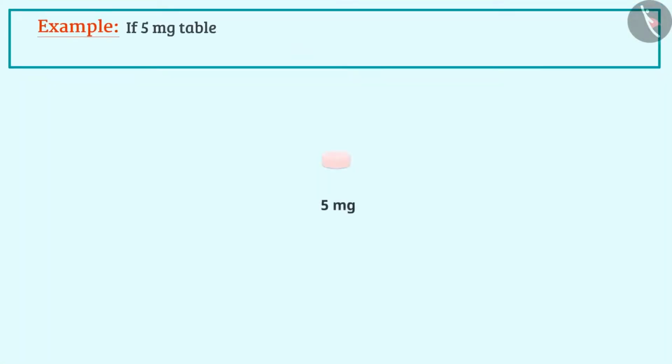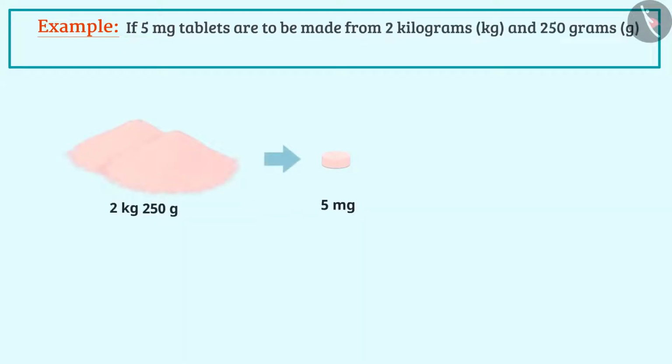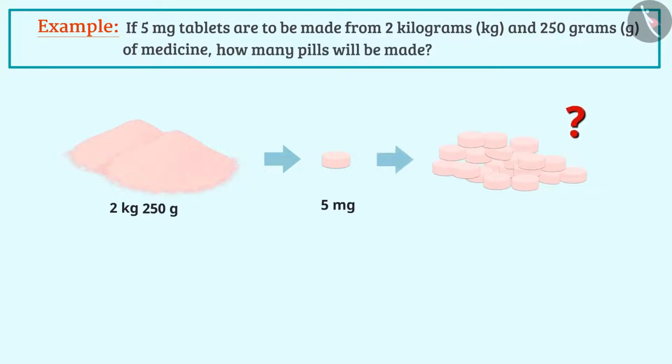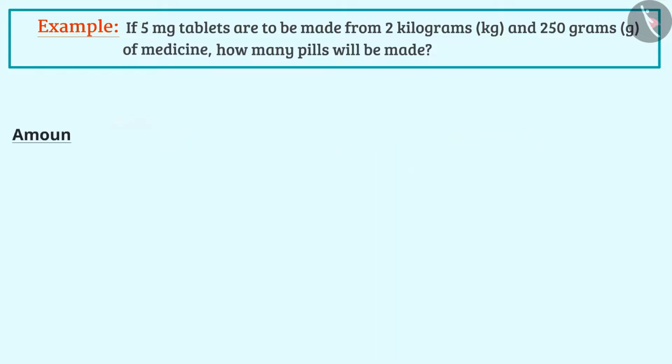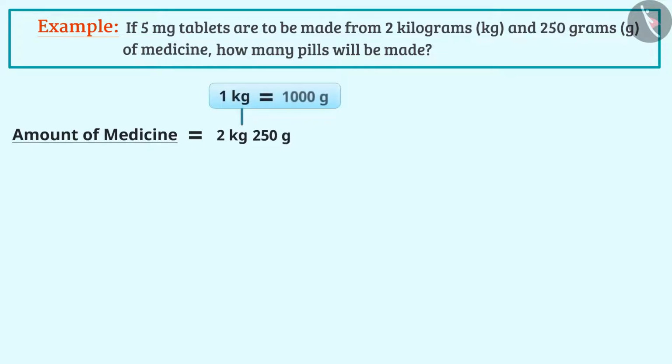If 5 milligram tablets are to be made from 2 kilograms and 250 grams of medicine, how many pills will be made? Here also, we have to make the units the same. The amount of medicine is 2 kilograms and 250 grams. 1 kilogram is equal to 1000 grams. Thus, 2 kilograms is 2000 grams. By combining it with 250 grams, you will get 2250 grams.